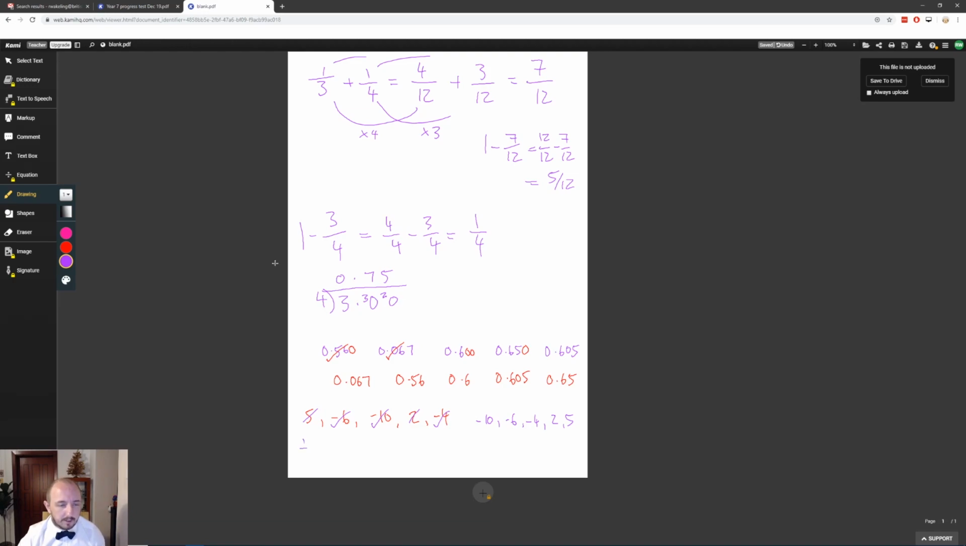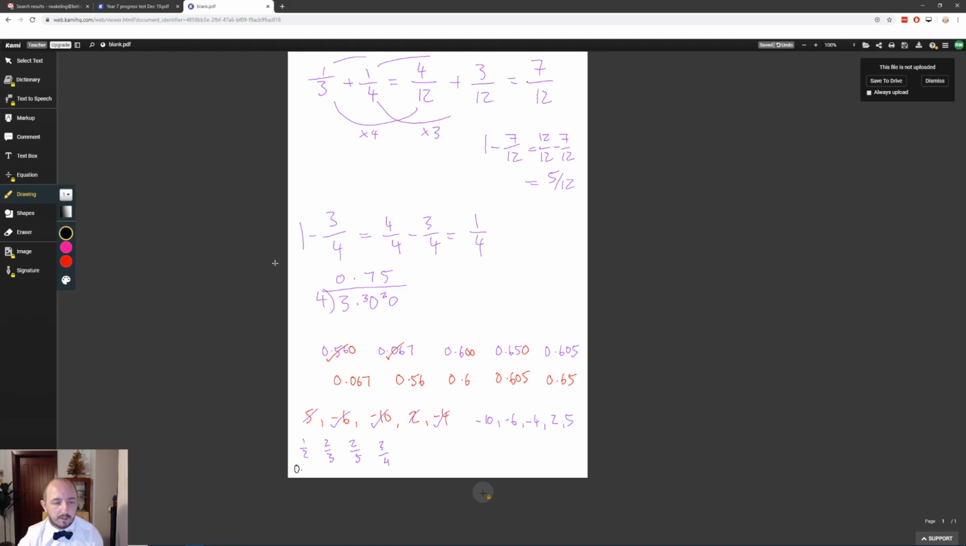A half, 2/3, 2/5, and 3/4. There's a couple of ways of doing this. One of the ways is to put them into a decimal, or finding a common denominator of all of these and making them equivalent fractions, which usually takes a lot longer. So we'll stick with trying to turn it into a decimal.